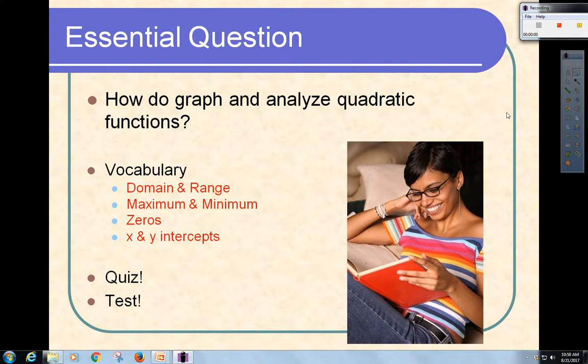Alright guys, today we're going to be looking at our essential question of how do we graph and analyze quadratic functions. In reality, we're not actually going to be graphing them today, we're just going to look at graphs and analyze those graphs.